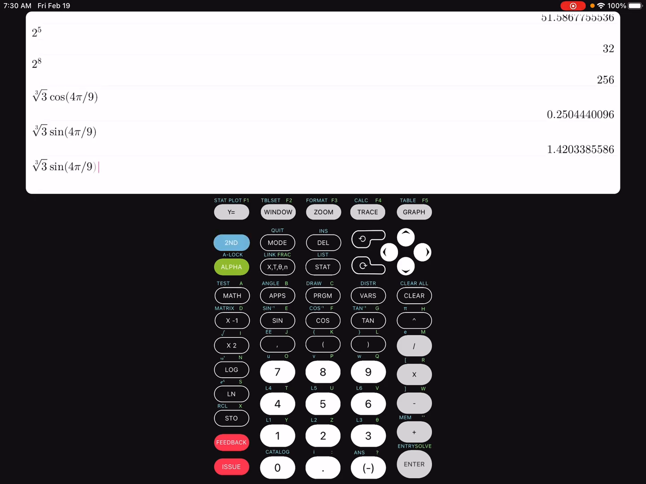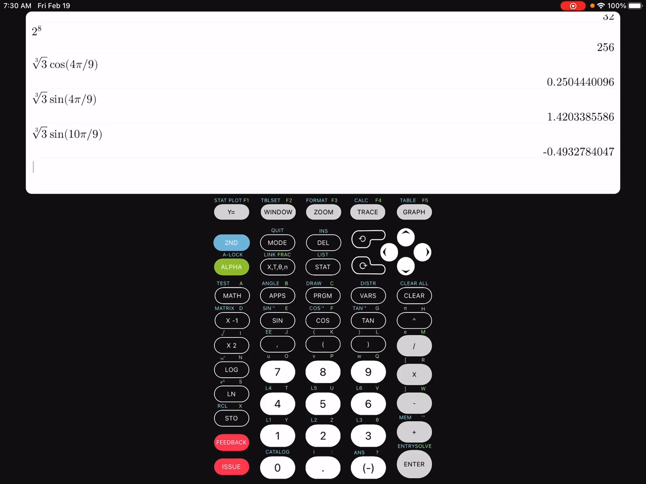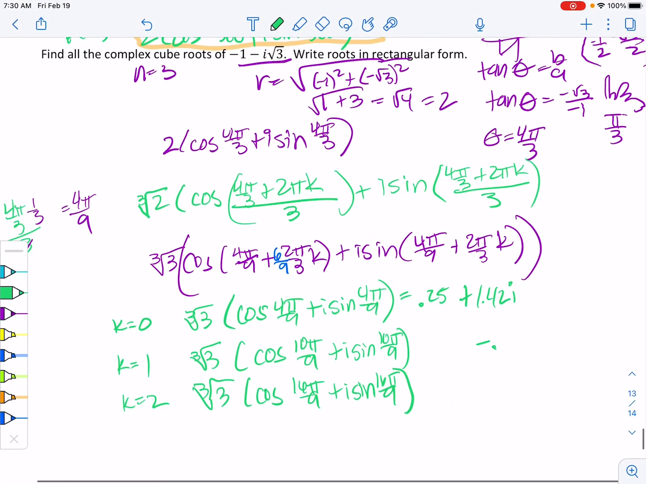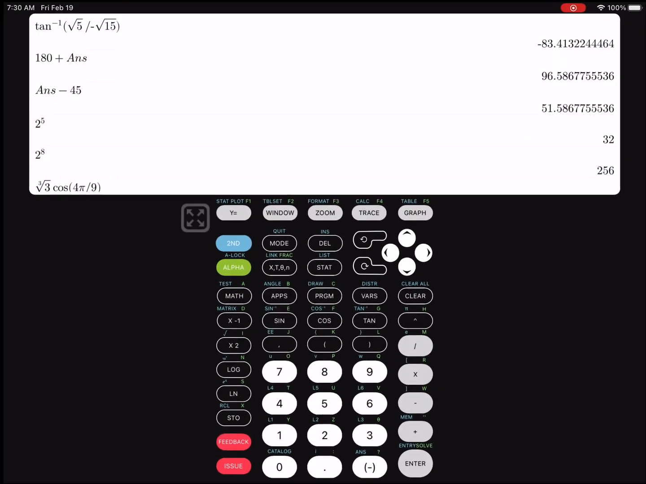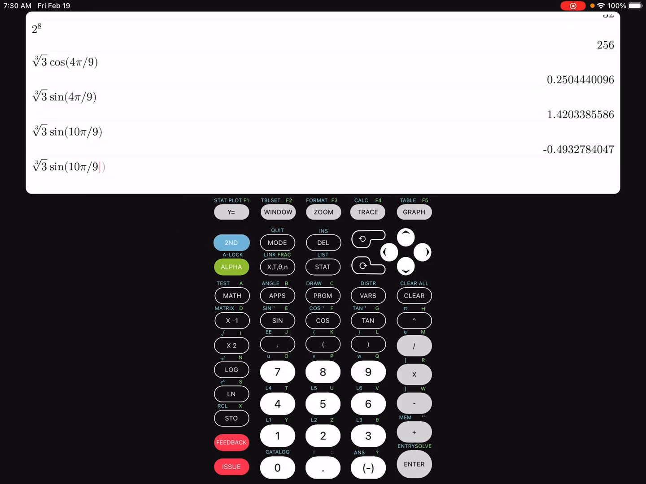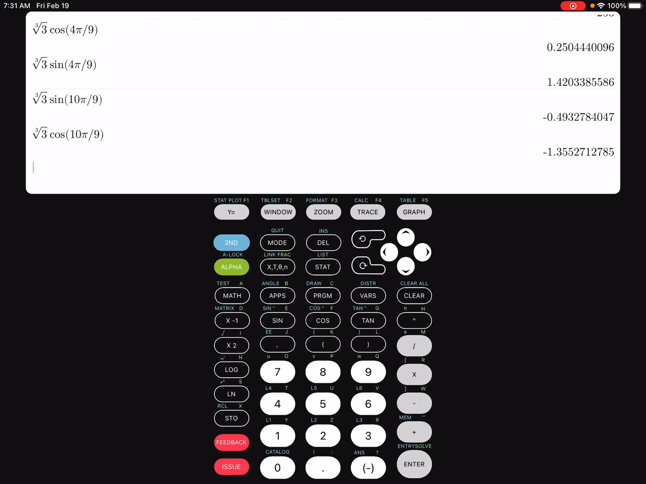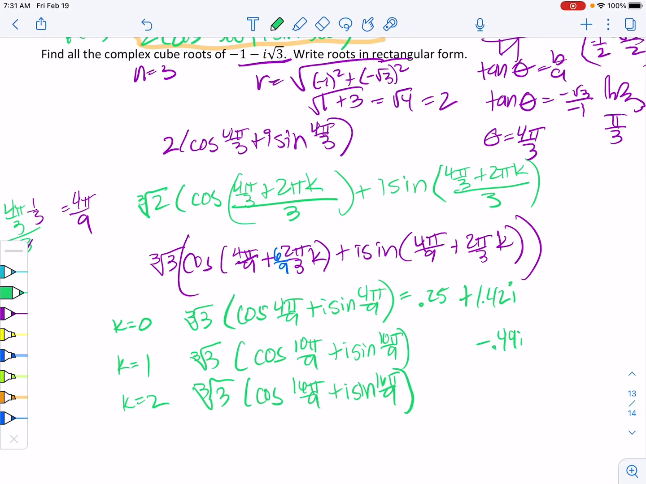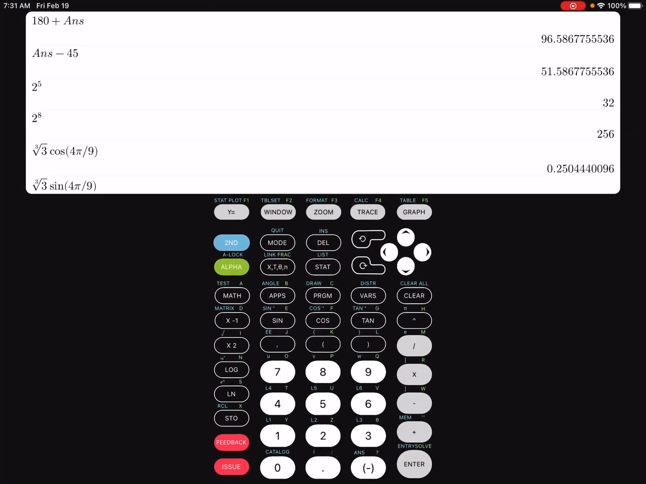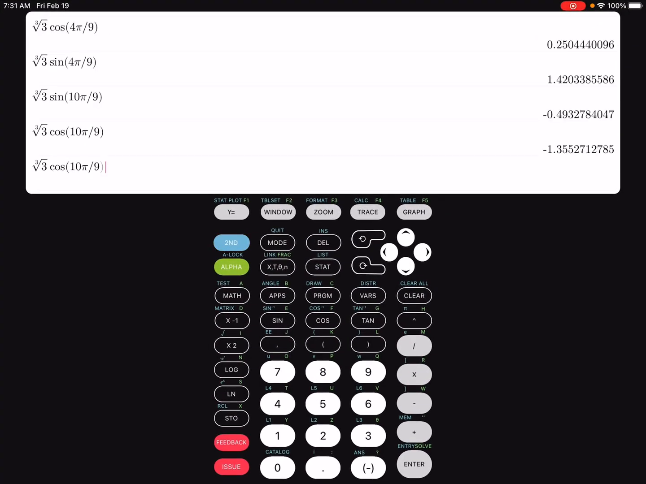So then I'm going to do the same thing with 10 pi ninths. So I'm going to do second enter, but I'm going to go back and change this to 10 pi ninths. This one's sine, so it'll be minus 0.49i. And then I'm going to go change this to cosine. There we go. So that gives us negative 1.36 minus 0.49i. And then we have 16 pi ninths. So then I'm going to do second enter, but change it to 16 pi ninths.